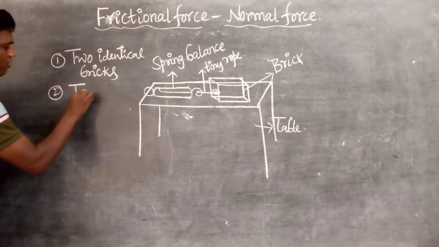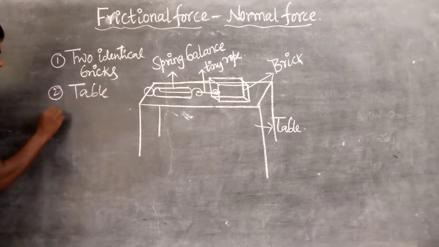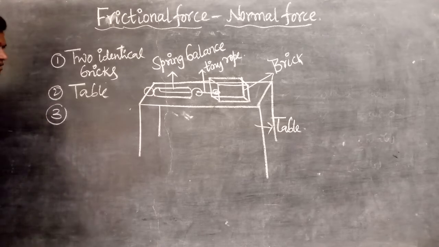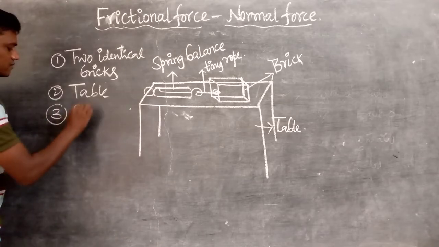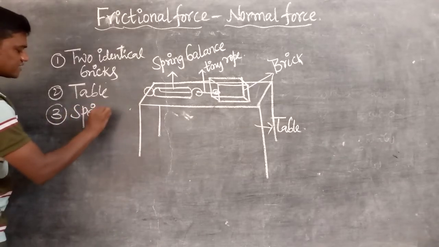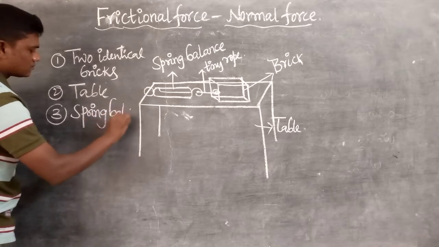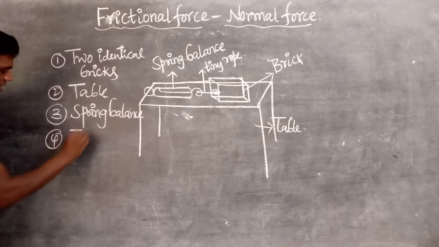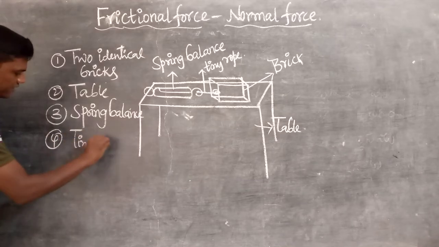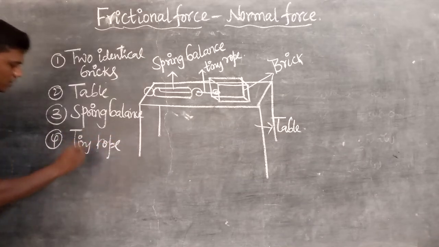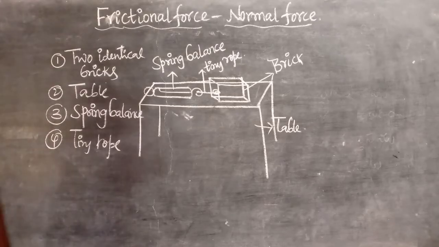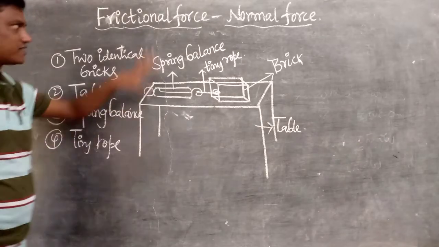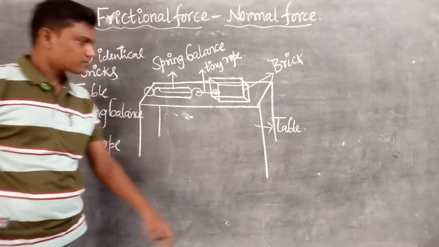Second one, a large table. It is made of either wood or iron. Next, a spring balance. Next one is a tiny rope or thread. So these are the materials required to perform or conduct this activity.